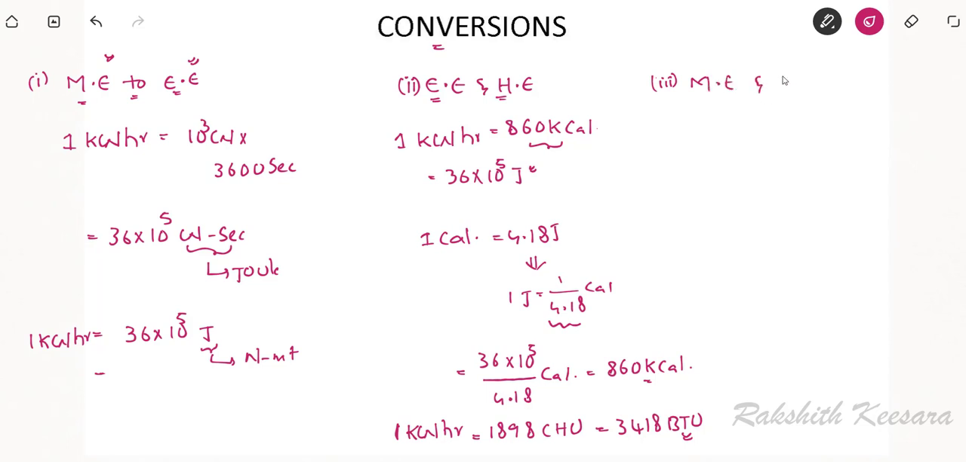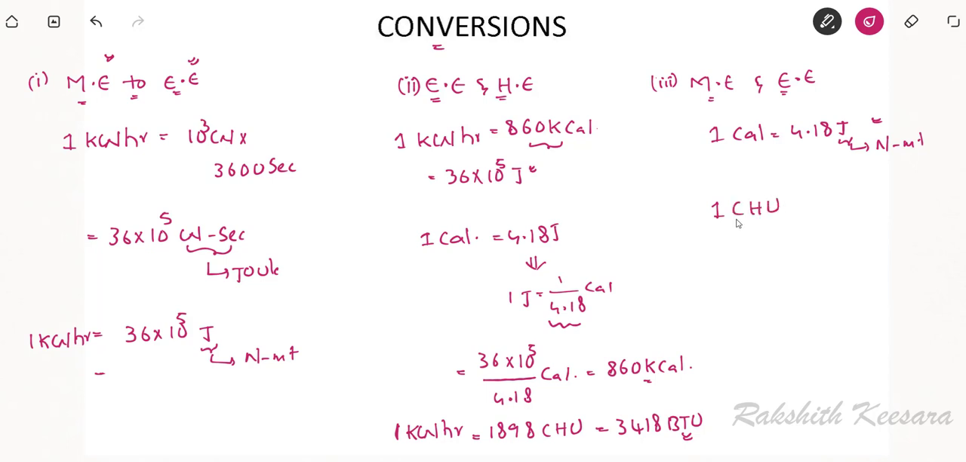Next, let us see the conversion between mechanical energy and electrical energy. Here I know that 1 calorie is equal to 4.18 joule and joule is nothing but Newton meter. Is this okay?